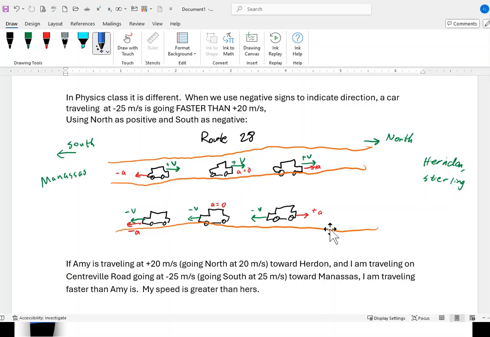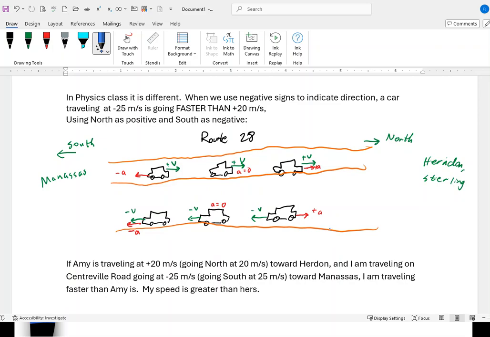So if I'm going south at 25 meters per second, and Amy is going north at 20 meters per second, I can express that with positives and negatives. It should be clear that I am going faster relative to the ground than Amy is, even though I could express mine with a negative sign. But my speed is definitely greater than hers.